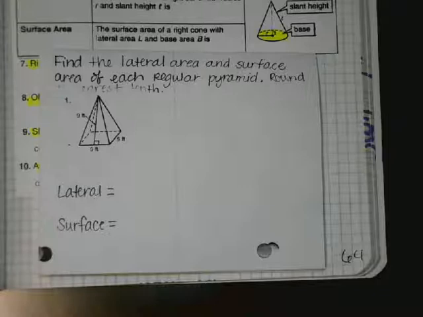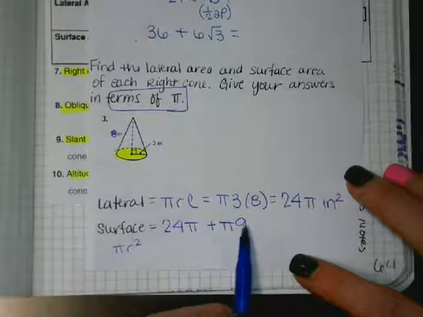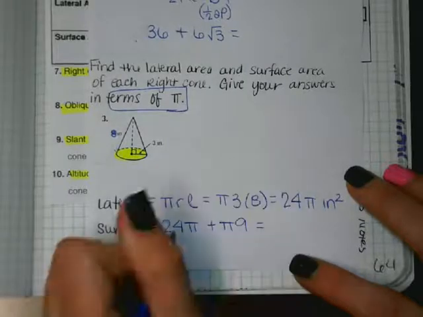Perimeter of the base, well, if one side's 5 and I have a quadrilateral, I know it's going to be a square base. So 5, 5, 5, and 5. So I have a perimeter of 20. And my L they gave to me in this case is 9.